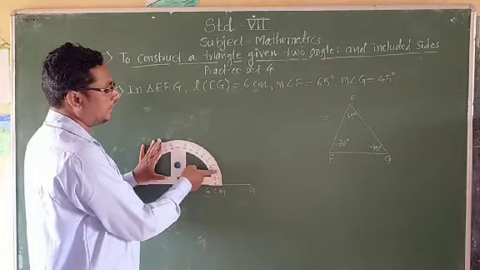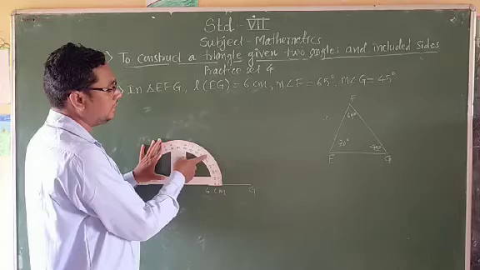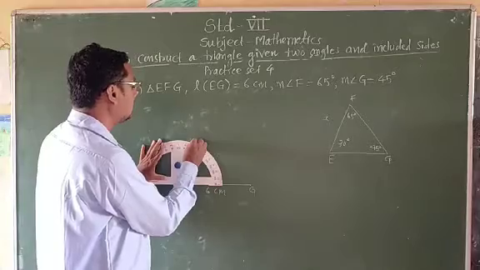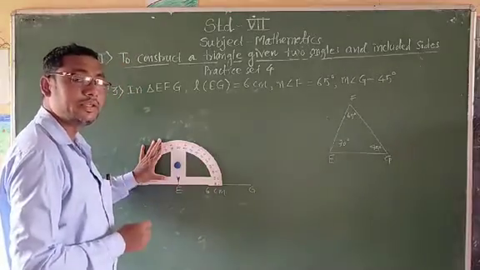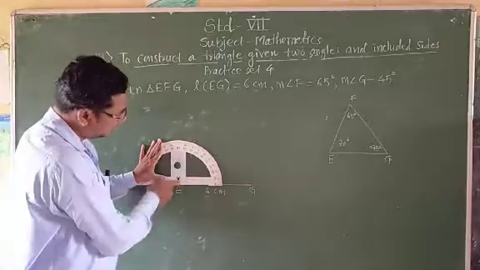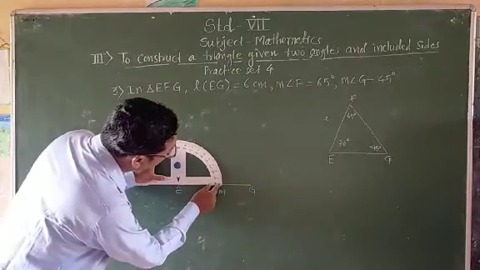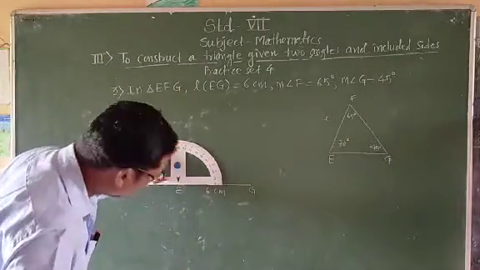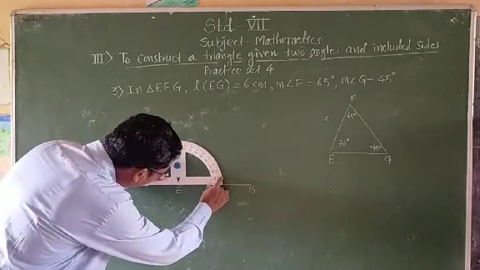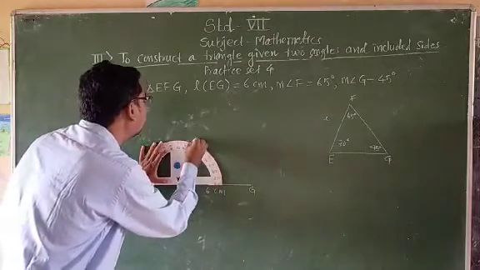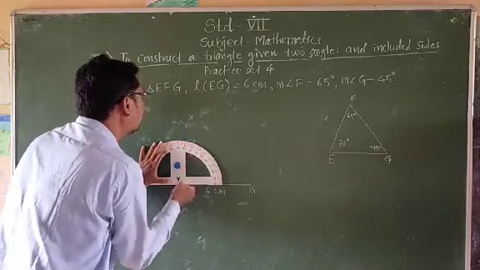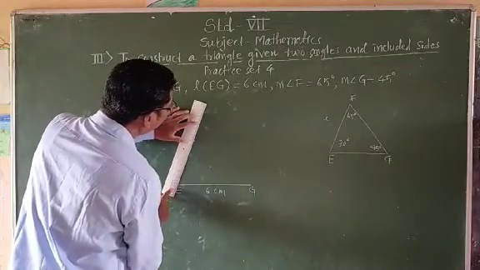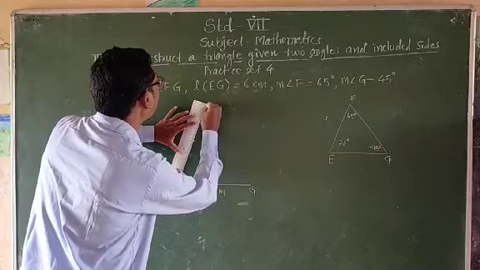Okay. 10, 20, 30, 40, 50, 60, and here 70. Okay, look here, 70 degrees. Put the pointer of the protractor. Look here, you have to keep this protractor properly and draw angle E, how much? 70 degrees. Okay, this is the angle of 70 degrees. Just now we found it.